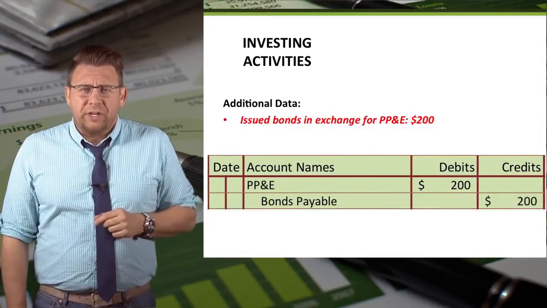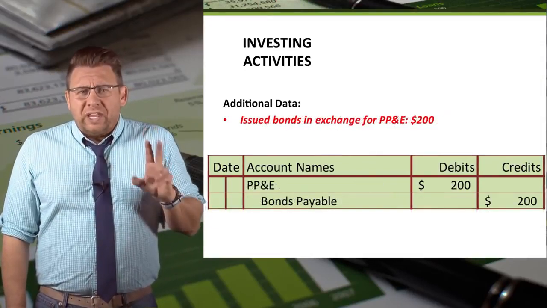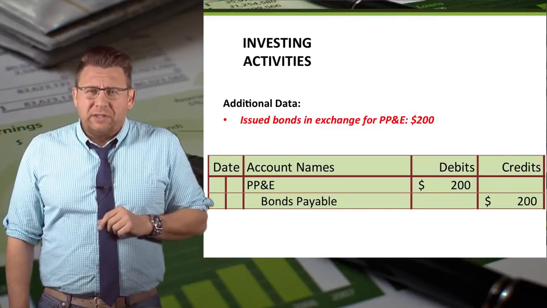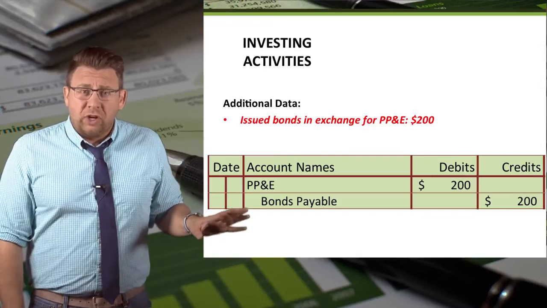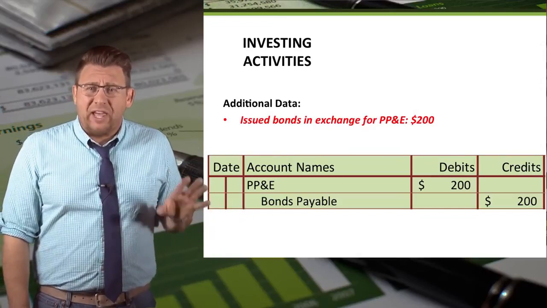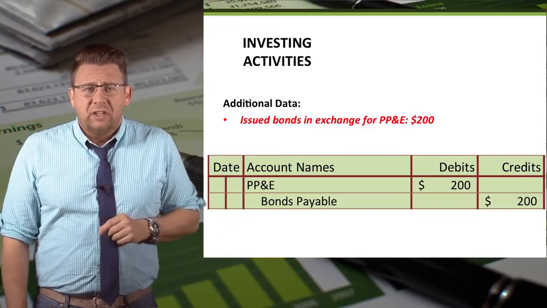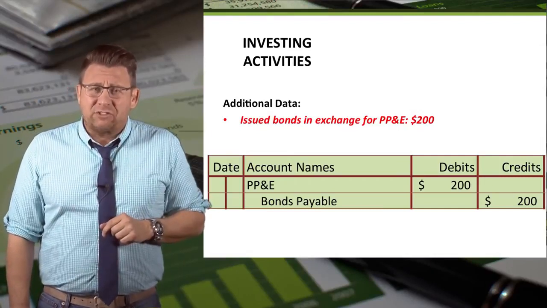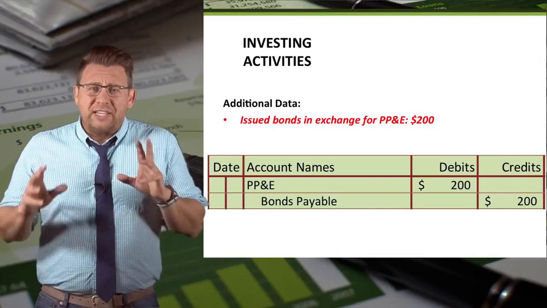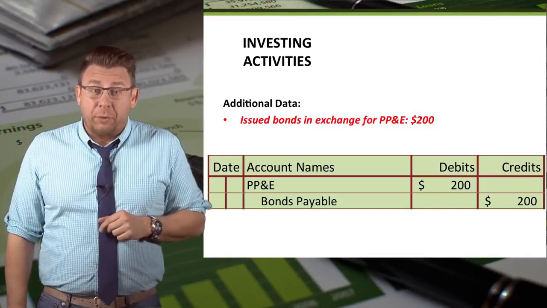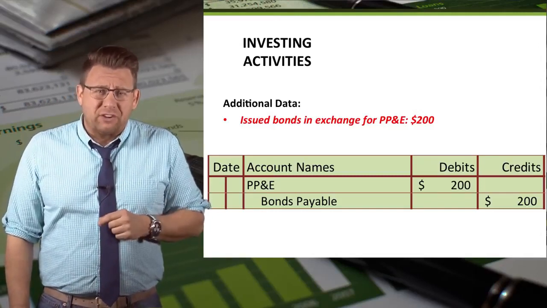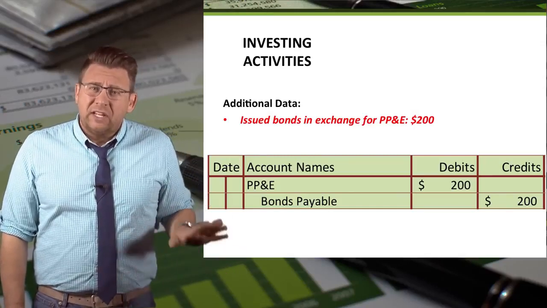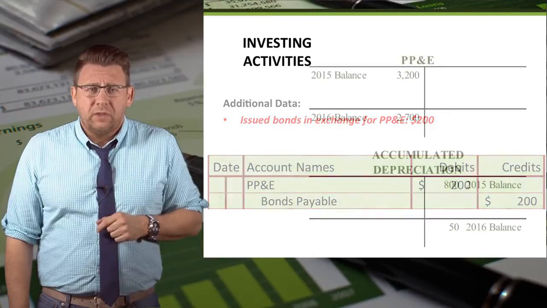The next one is a little trickier. We issued bonds in exchange for property, plant, and equipment. Again, I've shown the journal entry so you can see the cash account is not involved. In fact, this is called a non-cash investing and financing transaction. And there's a separate video that explains how to report these types of transactions on the statement of cash flows. But since cash isn't involved, it doesn't go in this section.